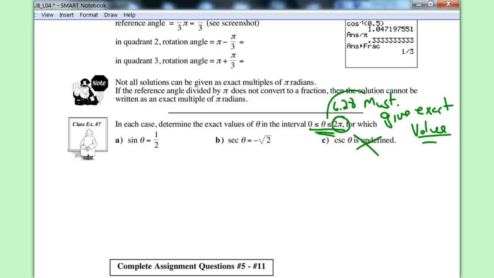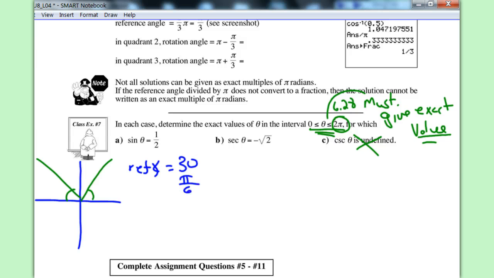What happens if I've got sine equals a half? If I was talking 0 to 360, we'd all be fine. We're still going to do the same thing as we've done before. I'm now going to say I need to put it in quadrants where sine is positive. So that's this quadrant and this quadrant. I look for my reference angle. If I was doing it in degrees, inverse, you get 30 degrees. But I'm going to do it in radians, and 30 degrees is pi over 6.